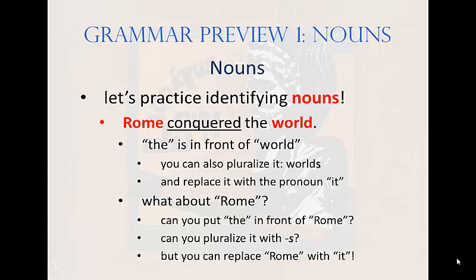Finally, what about conquered? Can you put a in front of it? A conquered. No. Can you pluralize it? Conquereds. No. Can you replace it with it or any other pronoun? Rome itted the world. Rome them the world. Definitely not. Conquered doesn't pass a single noun test. It must not be a noun. In the next grammar presentation, we'll learn what conquered is, a verb. But for the moment, let's move on.